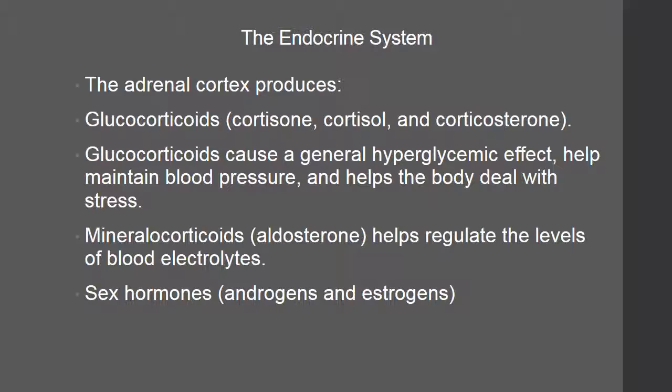The second class of hormones produced by the adrenal cortex are the mineralocorticoids. Of those, aldosterone is by far the most important, and it helps regulate the levels of blood electrolytes. And finally, there are sex hormones, both male and female, androgens and estrogens. Those rarely come into play. Every so often you'll get an adrenal tumor or something, and it'll kick out too many estrogens or too many androgens, but it's pretty rare.